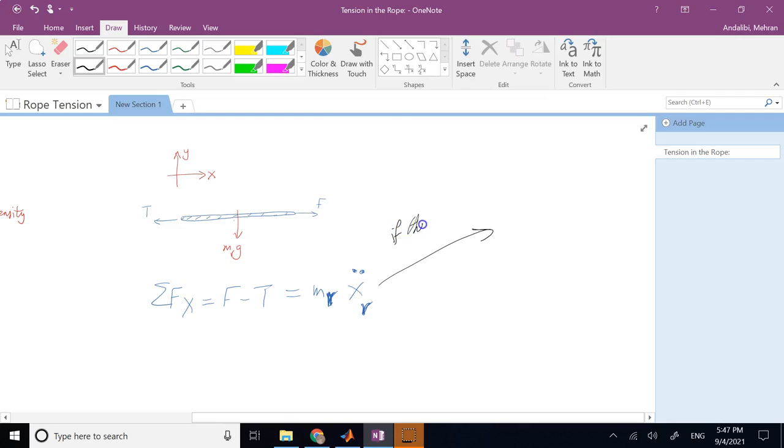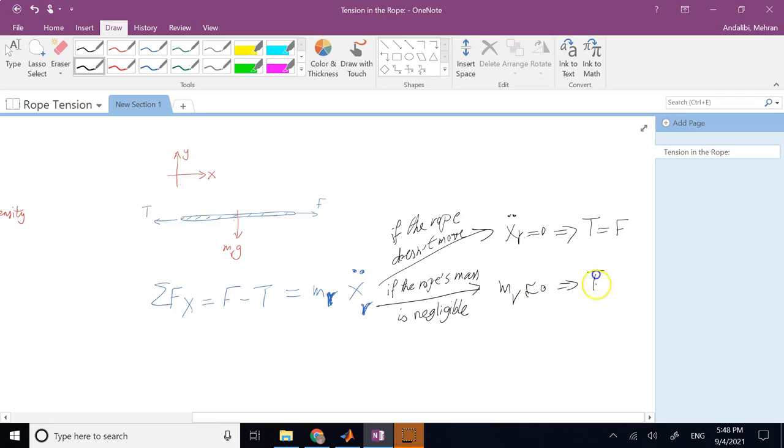Again, let me write it for you. If the rope doesn't move, which is x double dot of r equals 0, if it's a static problem, then yes, T equals F. If the rope's mass is negligible, that means this term is zero, still the product is zero. That means, again, T equals F.